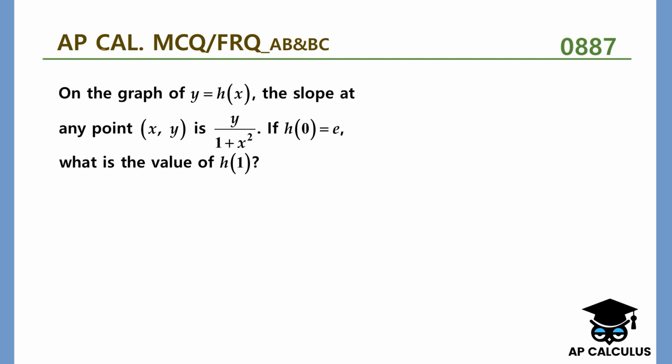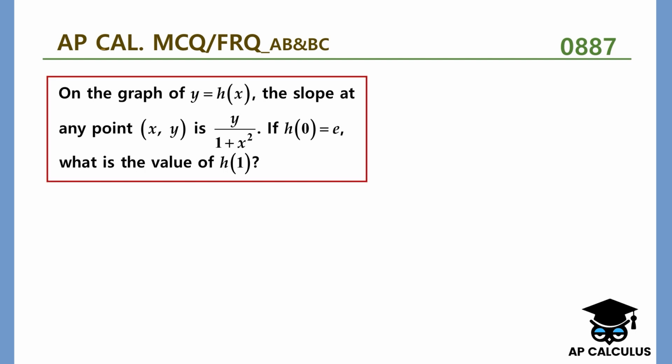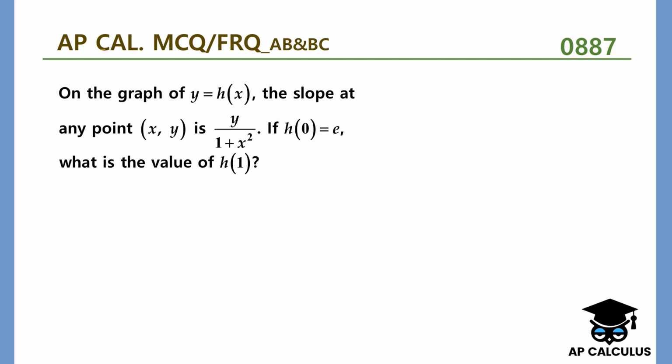Question 887. On the graph of y is equal to h over x, the slope at any point x, y is y over 1 plus x squared. If h of 0 is e, then what is the value of h of 1? Okay, since the slope of this graph is y over 1 plus x squared, we have dy over dx is equal to y over 1 plus x squared, right? Because dy over dx is the slope of the curve.